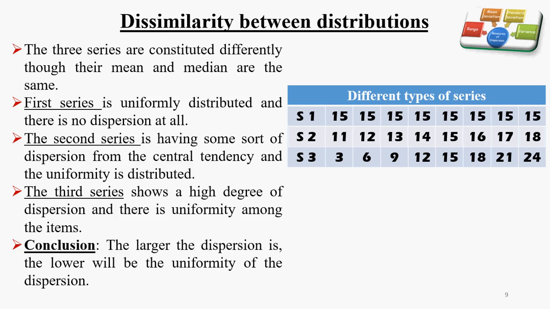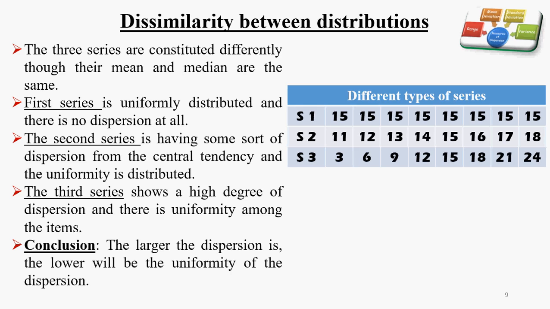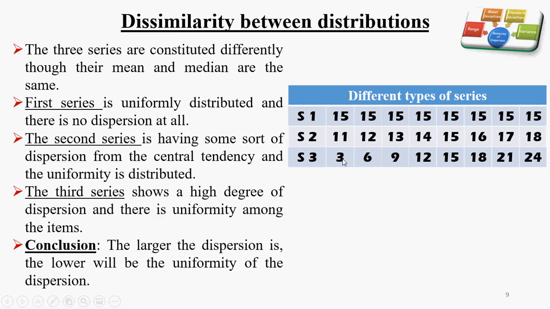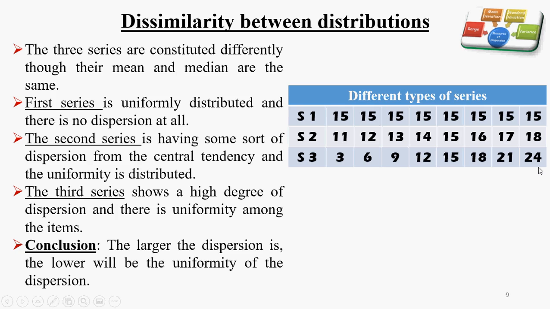In the third series, it shows a high degree of dispersion and there is no uniformity among the items. As you can see, 3, it's not very close here, 3, 6, 9. So there is some difference. That is why in the third series, it shows a high degree of dispersion and there is no uniformity among the items.